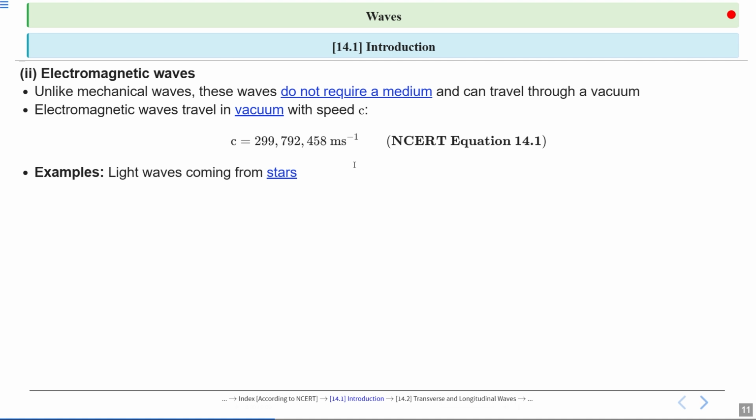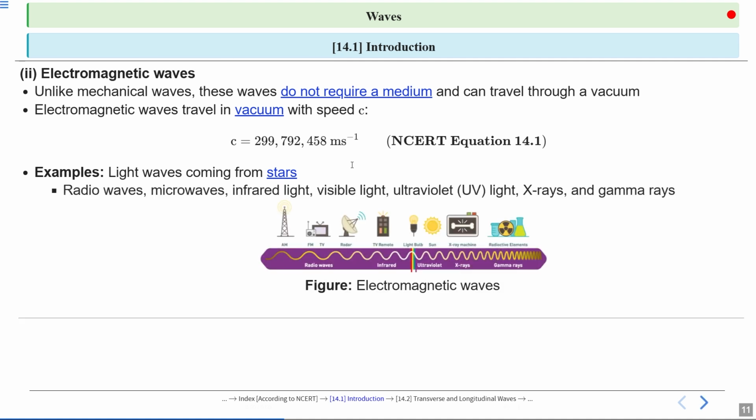This is important. Other types of electromagnetic waves include radio waves, microwaves, infrared, visible light, ultraviolet, X-rays, and gamma rays. All of these are part of the electromagnetic spectrum. So, the spectrum is this one. Electromagnetic waves are unique because they don't need a medium and always travel at the speed of light in a vacuum.